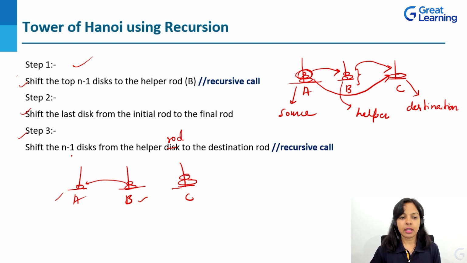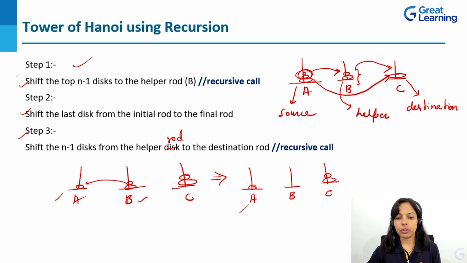And then the last step says that you have to shift the n minus 1 disk from the helper rod again to the destination rod. So right now the scenario is that there is 1 disk here in rod A, and in rod C there are 2 disks already placed. Now the third step says that n minus 1 disk you have to shift from helper rod to the destination rod. The helper rod right now is A. When we were shifting the 2 disks from B to C, the helper rod was A, right? In the intermediate step. So from helper rod, that is A, we have to shift to the destination rod C. Getting it? There was only 1 disk, so it will be shifted.